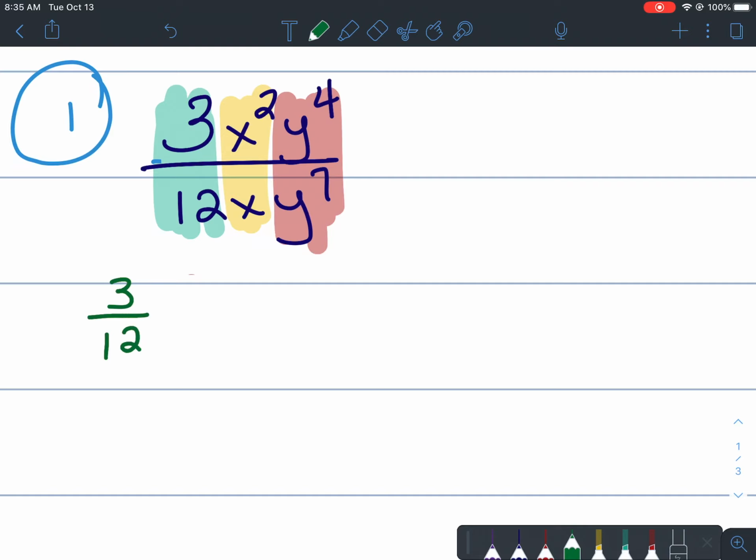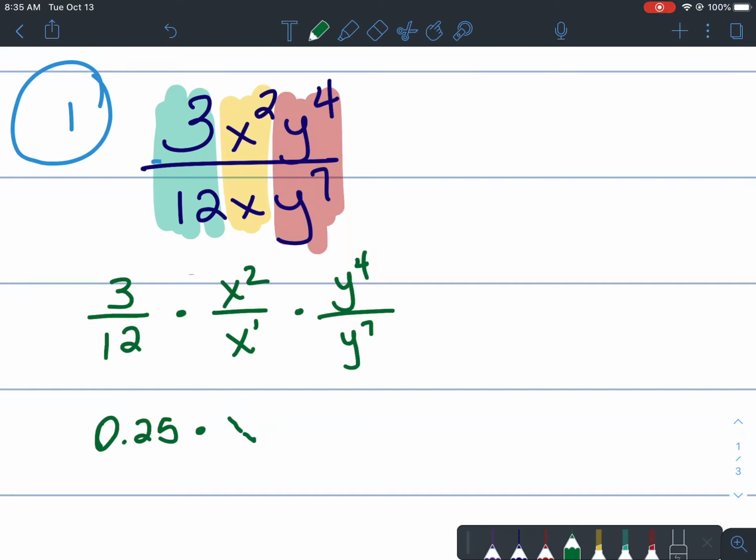So I have 3 twelfths, or 3 divided by 12, times x squared over x. I'm going to put an imaginary 1 because there's always an imaginary 1 there. Then y to the fourth divided by y to the seventh. 3 twelfths can be simplified to 1/4 or 0.25, so I'm going to put it as a decimal. That's what we've been doing. Then we have x squared divided by x to the first, which is just x, because we're dividing and we have the same base, so we subtract those exponents.